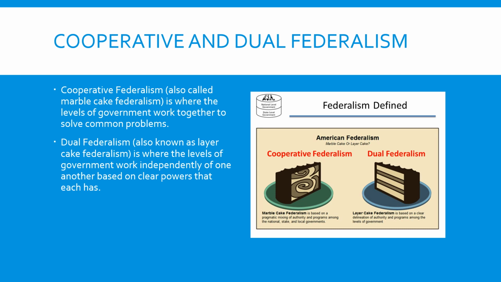Dual federalism is the opposite of that. It's where there are clear layers where the federal government has some power, the states have their power, and the local governments have their power, and you don't intervene in each other's power. We sort of in America, we've had both of these. We have some areas that are cooperative and some areas where we would say we have dual federalism.